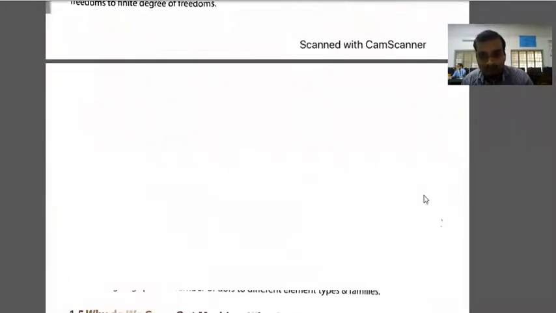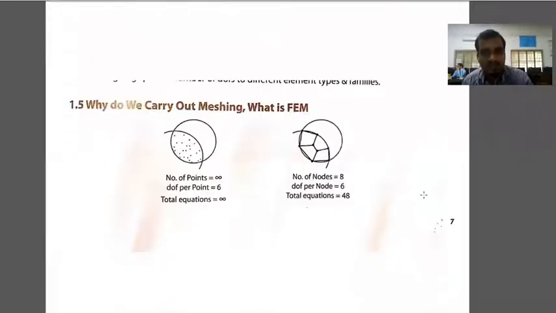We will see why this meshing is required. Why do we carry out the meshing, or what is FEM? As we know, the degrees of freedom per point in a space is equal to 6. For any object in a space, there are 6 degrees of freedom: translations in x, y, z and rotations about x, y, z. There are 6 degrees of freedom for any object in a space.